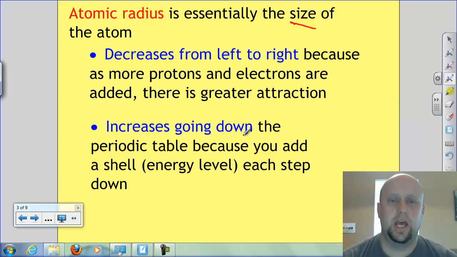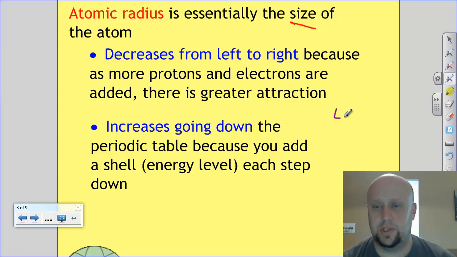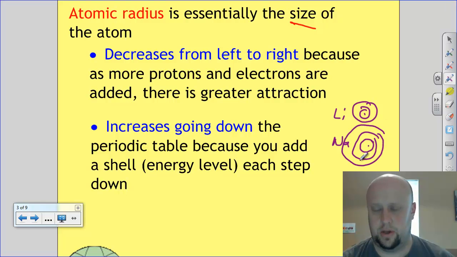The top to bottom part is that every step you go down the table, it's going to get bigger, and that's because you're adding another energy level. So just to use the same examples that we just used, okay, lithium, 2 shells, and then right below that is sodium, and sodium, I'll put a nucleus in there real quick, sodium has 1, 2, 3 shells. And if you went down to the next step to potassium, then you're going to have 1, 2, 3, 4 shells, and it's going to get bigger and bigger each step as you go down the table.